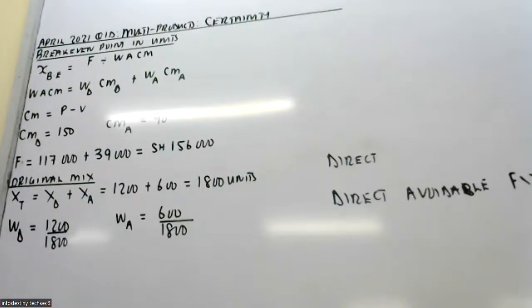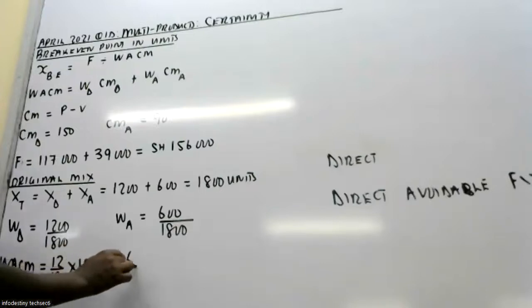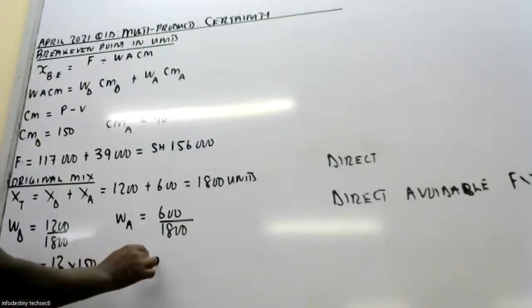Haya, tuende now kwa tunatafuta nini? Remember we are still using these formulas, so tunatafuta huyu sasa, WACM. Now we have everything we require. This one I can write it as 12 out of 18. Is it the same? 12 out of 18 times 150 plus 6 out of 18 times 90.